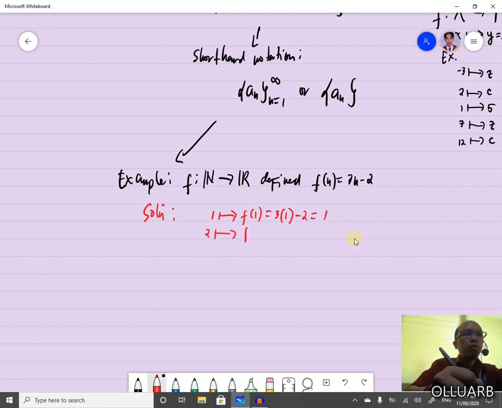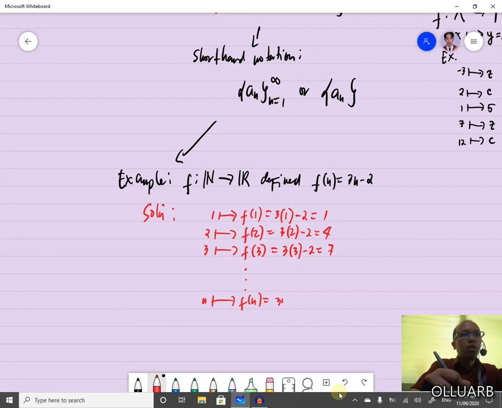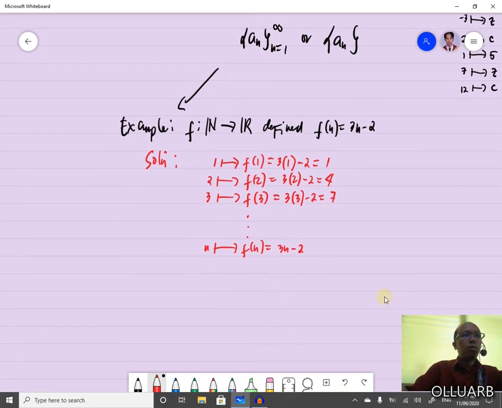We have 3 times 2 minus 2, which is 3 times 2 is 6, that is 4, and so on. So these are the first 3 elements of the sequence. No, sorry. 3 times 3 minus 2, we have 9 minus 2 is 7, and so on and so forth. If you have n, we have f of n, which is 3n minus 2. So these are now the elements of the sequence.